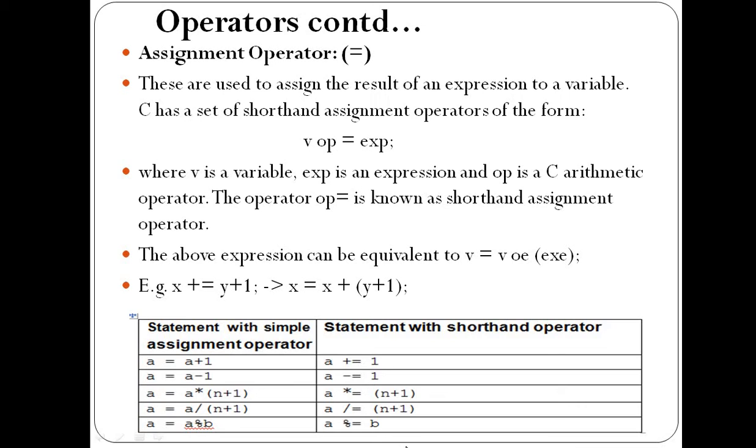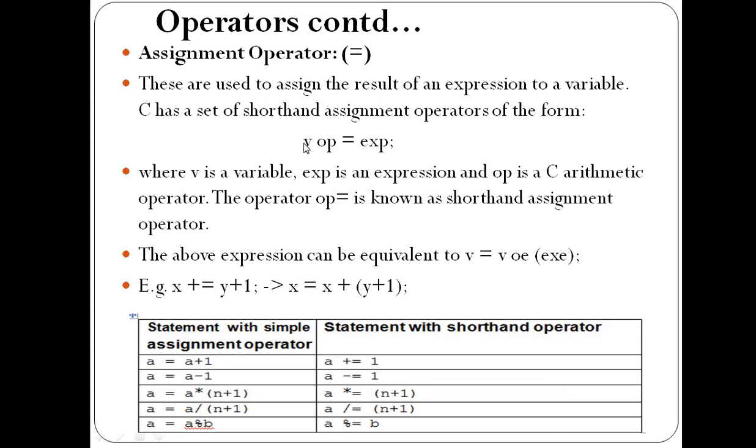Next, the assignment operator. The symbol basically used in this category is equal to. It is used to assign the result of an expression to a variable. C has a set of shorthand assignment operators as well. Basically the assignment operator is used for two purposes. First, it is used to assign the values of variables, and second, it is used to assign the values of expressions to variables. So for giving a value to a variable, and second, we can store the expression value into a variable.